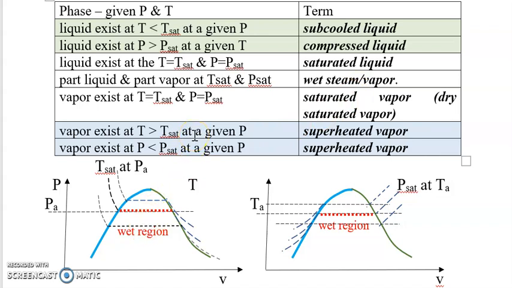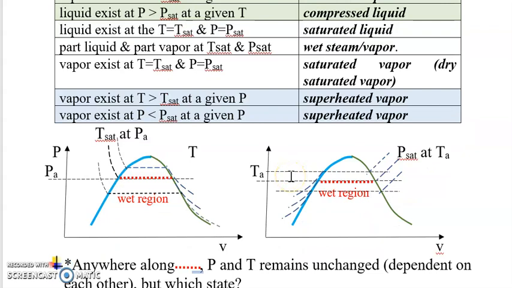Another clear region, besides the subcooled compressed liquid, is the superheated vapor region. So you're given pressure and temperature, and you check your pressure table. The given temperature is larger than the saturated temperature. You have superheated vapor. But if you're looking at the temperature table and your pressure is less than the saturated pressure at the given temperature, it's still superheated vapor. So it depends which table you are looking at. I prefer the pressure table. Maybe you are more comfortable with the temperature table.